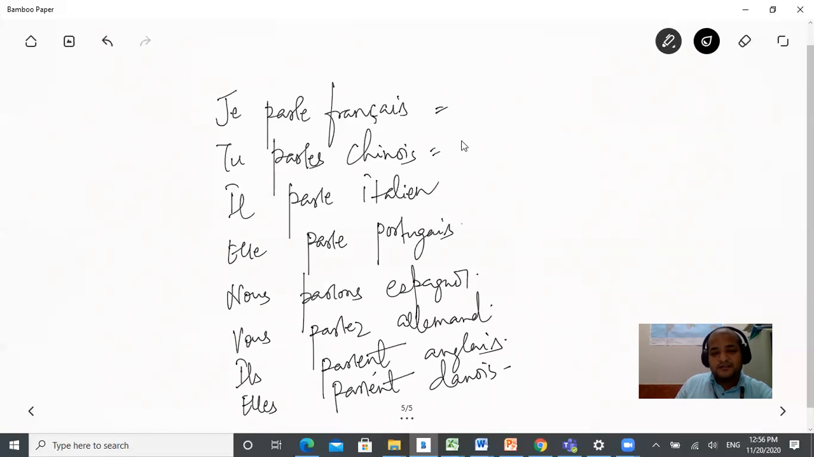So: je parle français. Tu parles chinois. Il parle italien. Elle parle portugais. Nous parlons espagnol. Vous parlez allemand. Ils parlent anglais. And elles parlent danois. So this is the conjugation. You can see here there are different endings with different subject pronouns. With je it is e. With tu it is es. With il it is e. With elle it's e. For nous it's ons. For vous it's ez. With ils and elles it is ent.